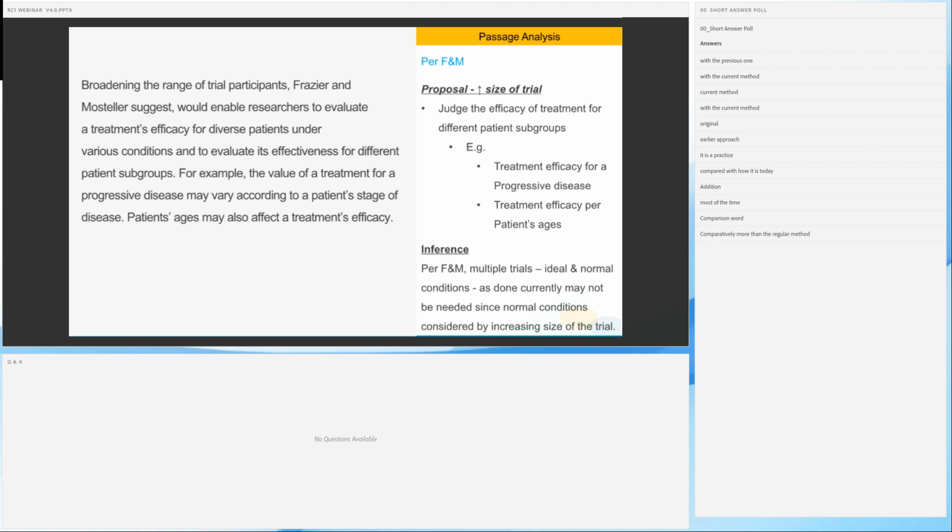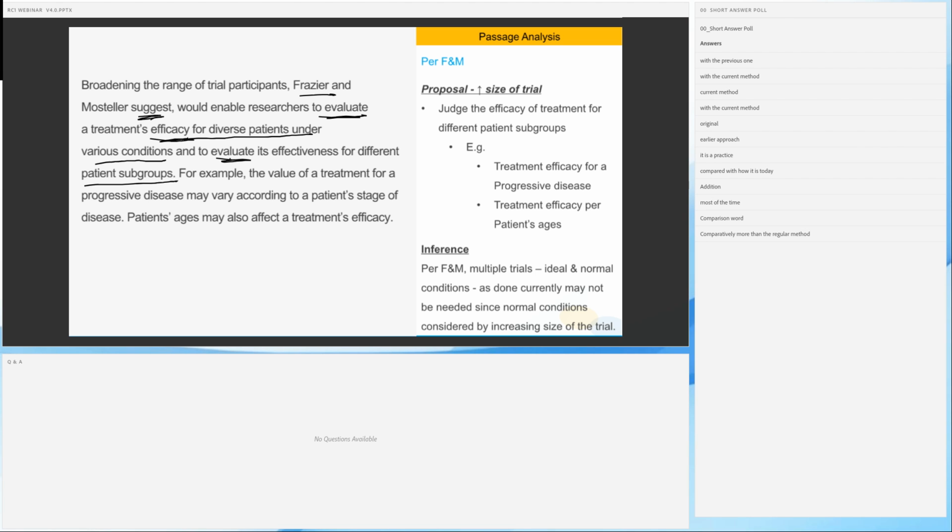Okay. Then, carrying on, we say broadening the range of trial participants. FNM suggests, again, the author is very specific. What would that lead to? It would enable researchers to evaluate, which means figure out the pros and cons of, a treatment's efficacy for diverse patients under various conditions. Again, do we need to worry about how it will do it? No, absolutely not. This is the benefit of enrolling a large number of patients. It will help us figure out how good a treatment is for different sets of patients under various conditions, and to evaluate its effectiveness for different patient subgroups.